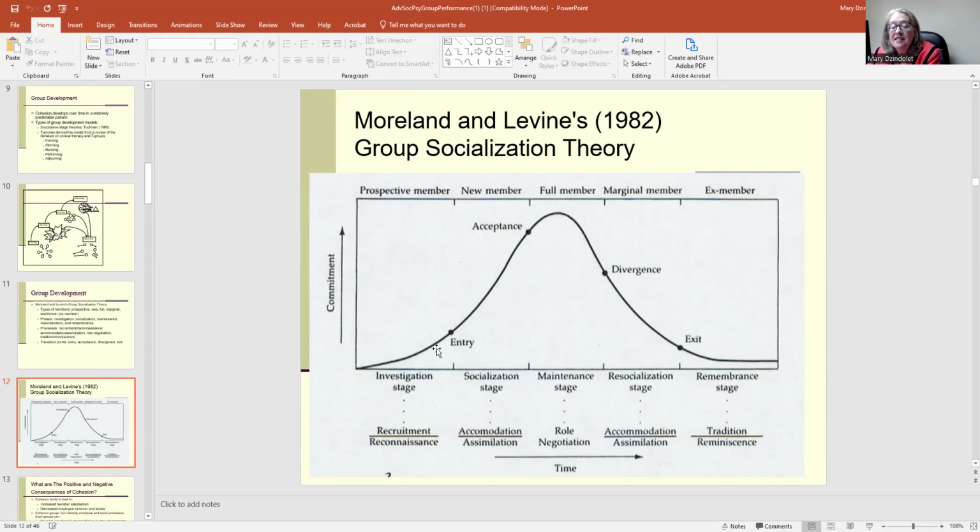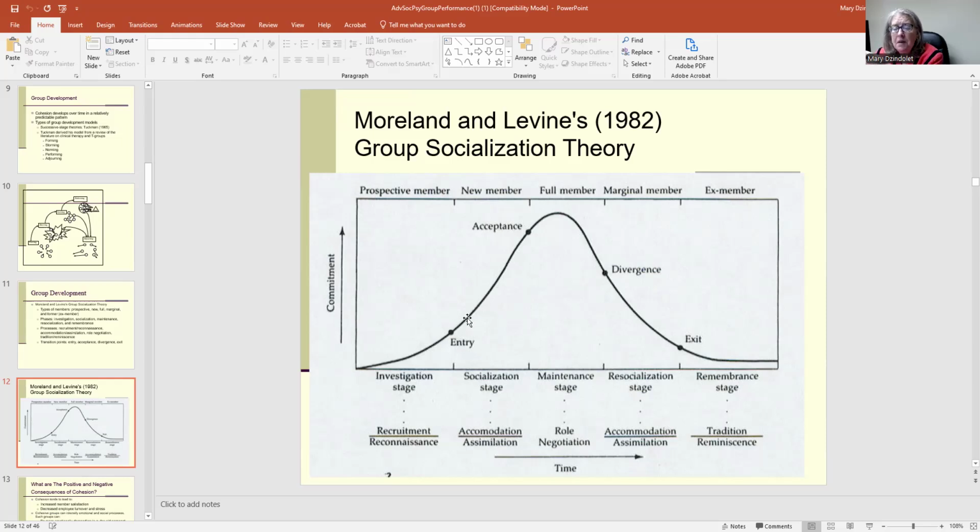And if at the end they decide they do, at this point, they're going to enter and become part of the group, right? So now they're a new member and they're in what they call the socialization stage. During the socialization stage, the group is trying to accommodate this new person. What do you need us to do in order to join us? We can accommodate you. We can change the rules a little bit if you need us to. We can meet on a different night if this night doesn't work for you. And the group member is trying to assimilate to this group. What do they need to do?